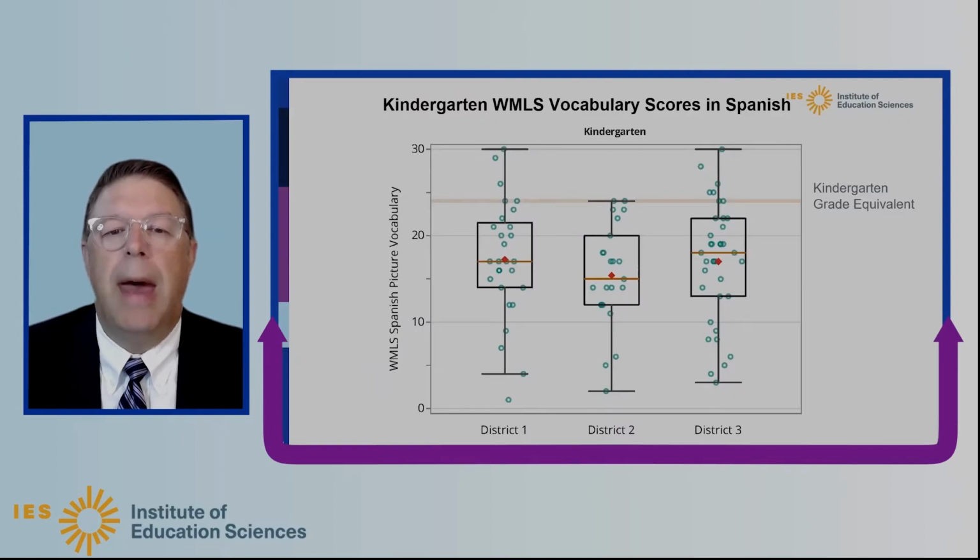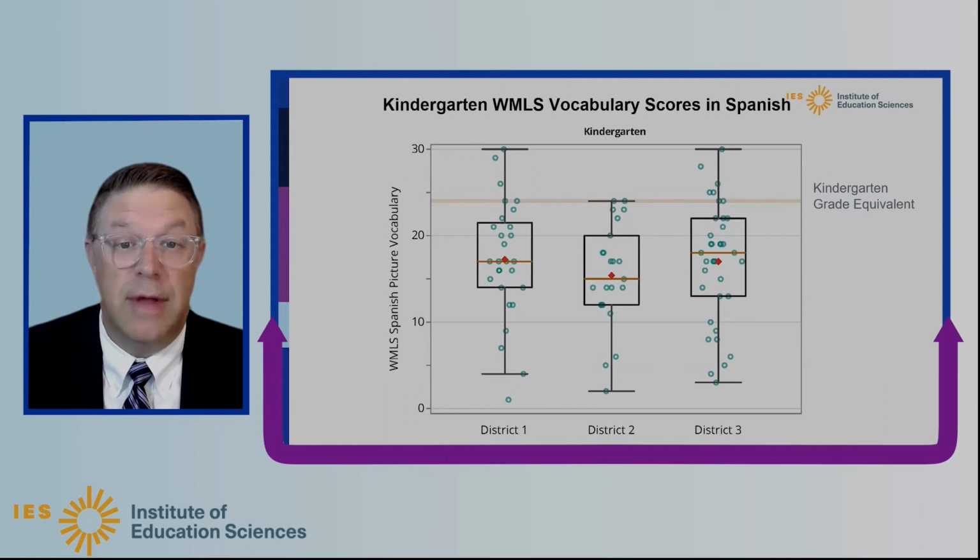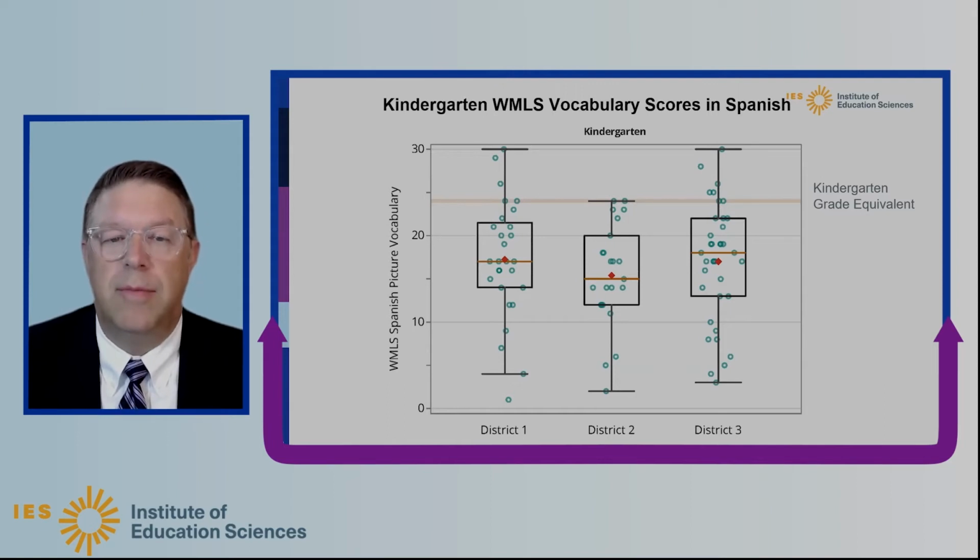In addition to MAP Growth, we also administered 2 subtests from the Woodcock-Muñoz language survey that we gave in Spanish. We administered Spanish vocabulary and Spanish verbal analogies. This slide contains the plot for the kindergarten vocabulary subtest that was given in Spanish as an example. Results for the other subtest and grade levels were the same.